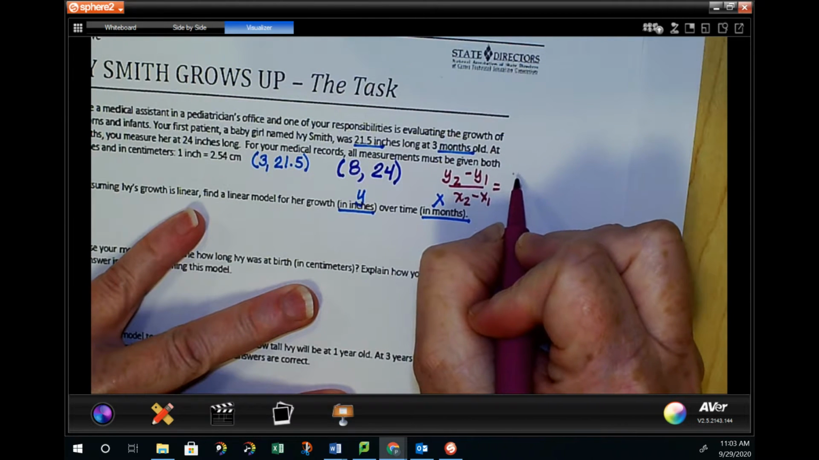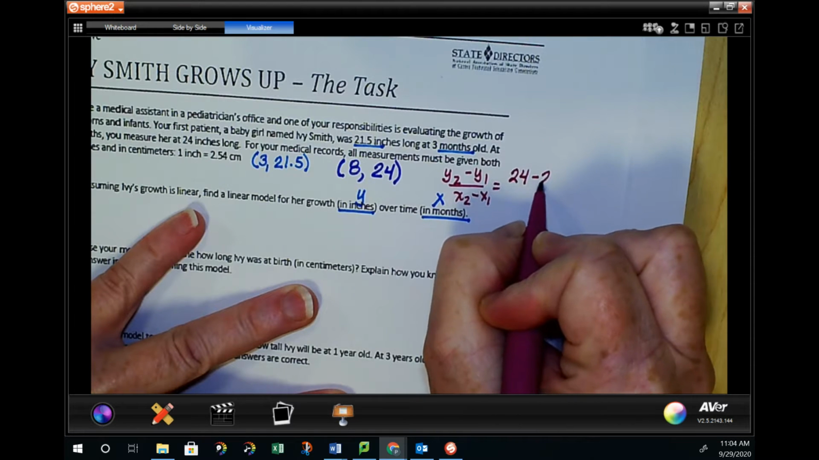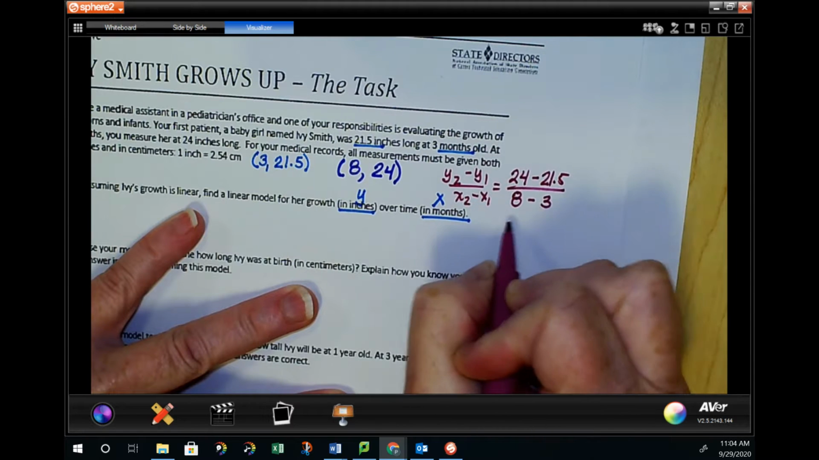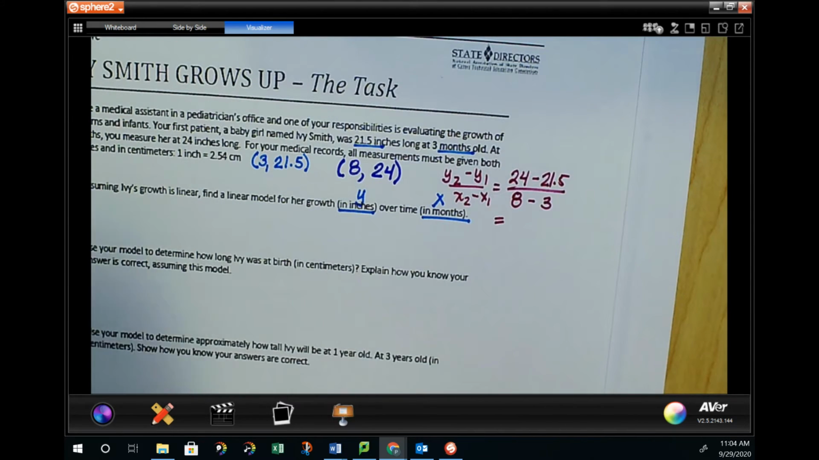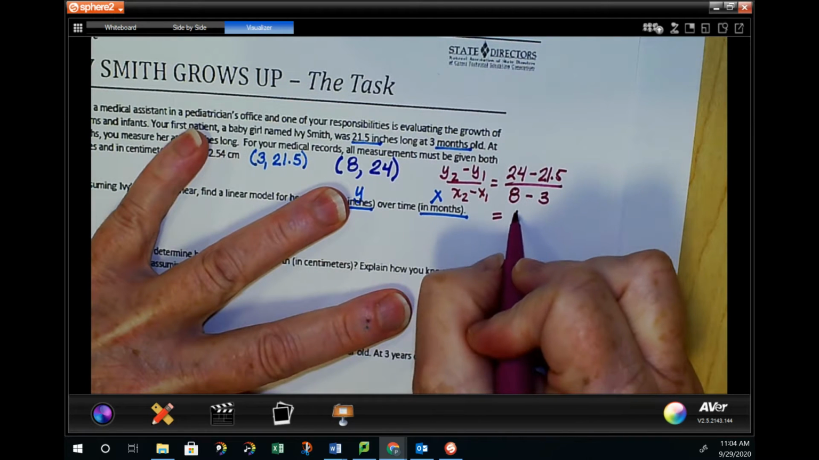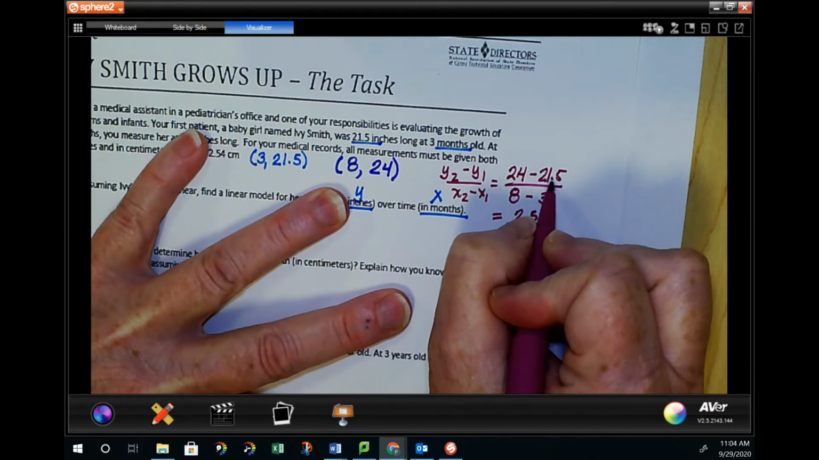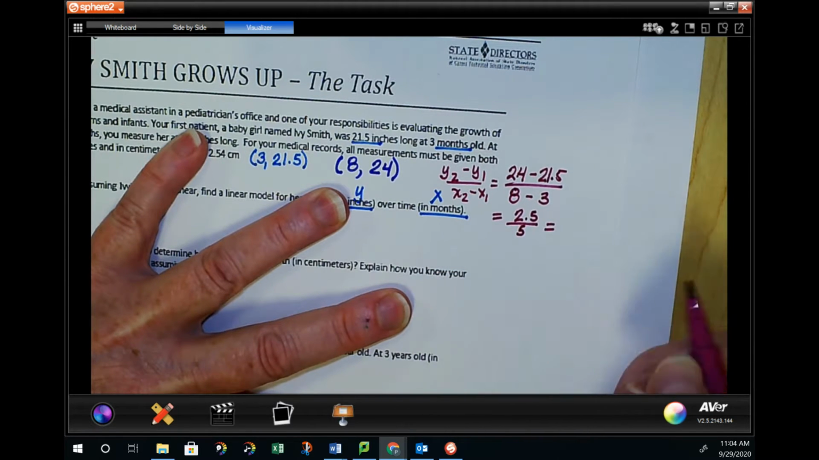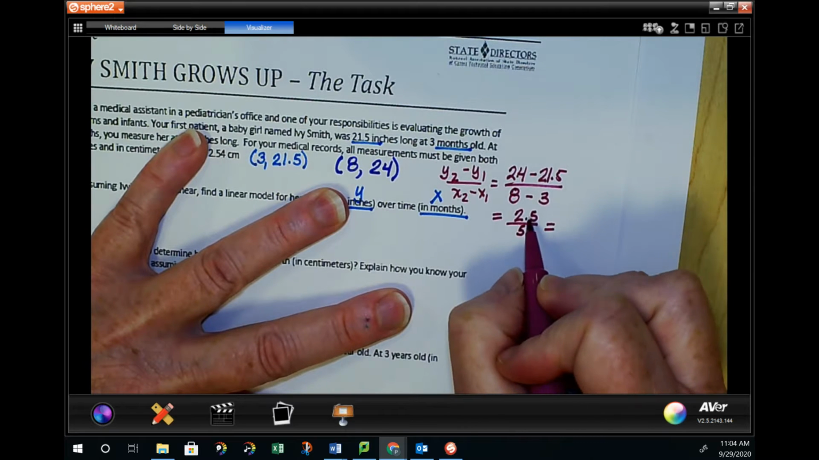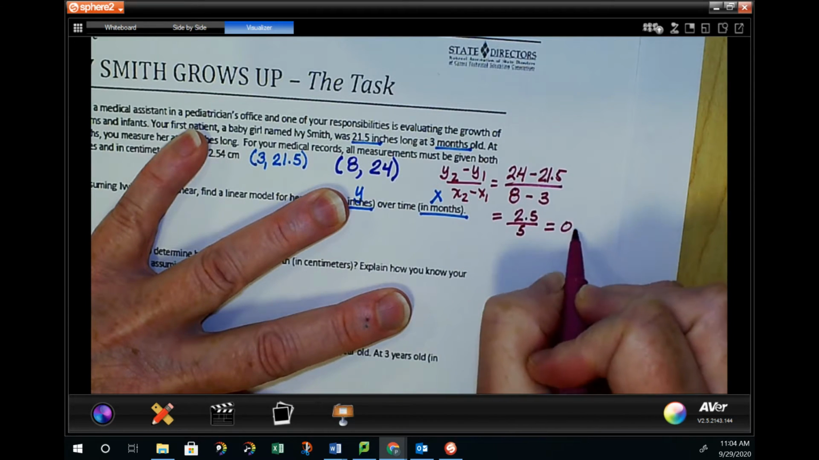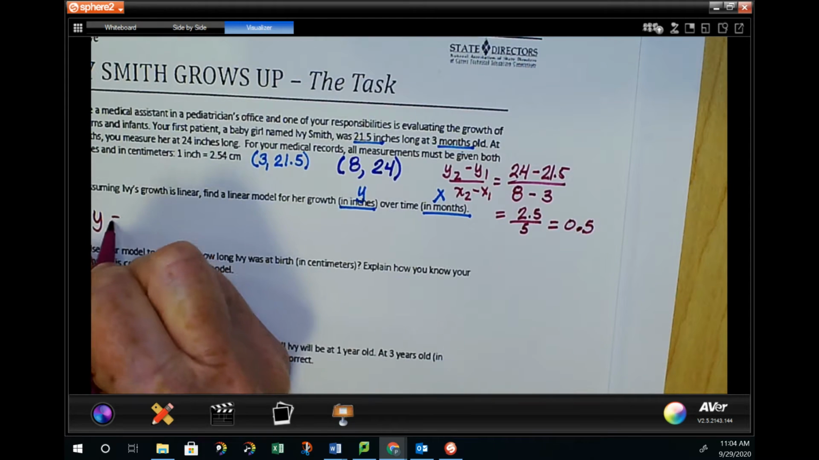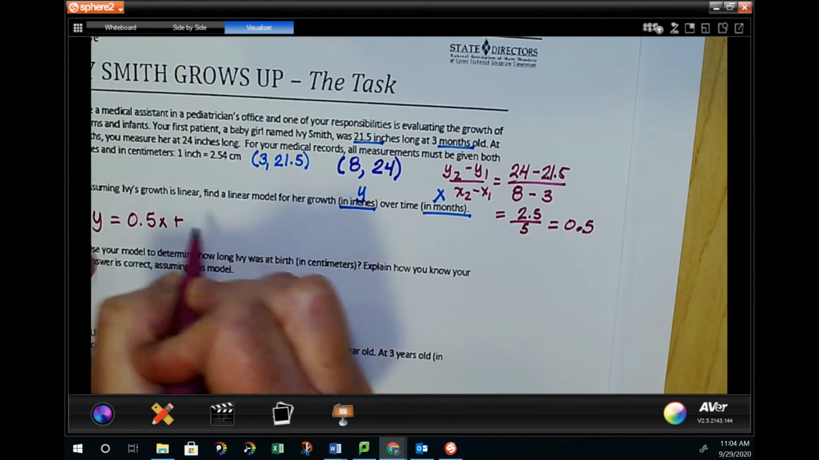So we're going to take 24 minus 21.5, and then 8 minus 3. 24 minus 21.5 gives me 2.5, and 8 minus 3 is 5. And then I work this out: 2.5 divided by 5 is 0.5. Okay, so now we found our slope. So now we know that y is equal to 0.5x plus b.